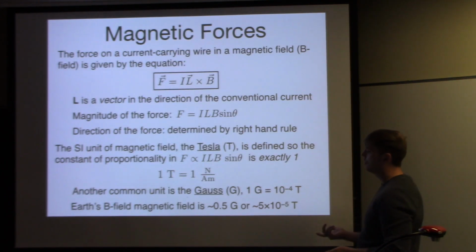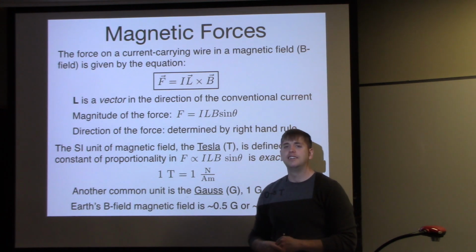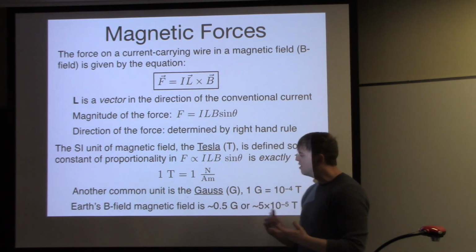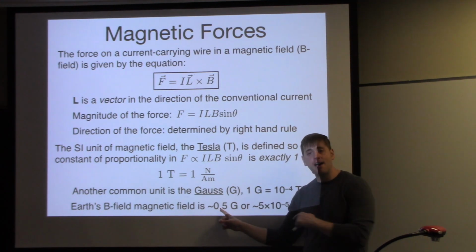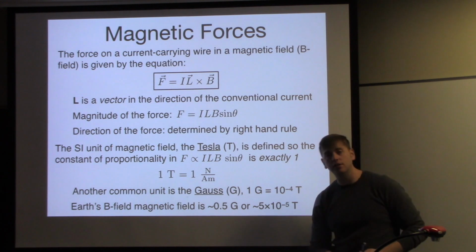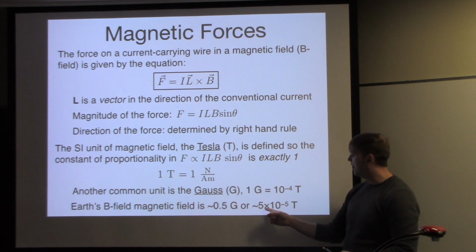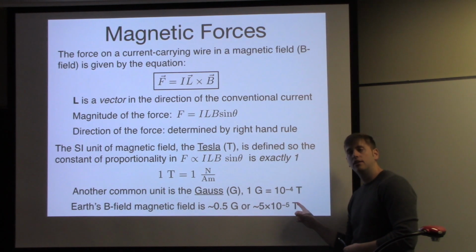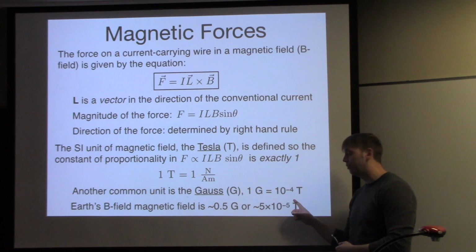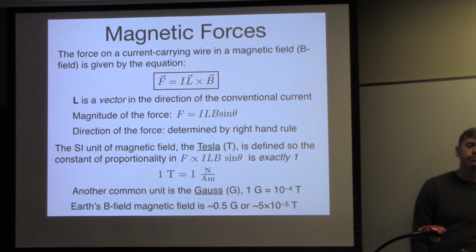And just for reference, how strong is the Earth's magnetic field? Well, it depends on where you are. It's not the same strength everywhere, but on average, it's about half a Gauss. 0.5 Gauss is the strength of Earth's magnetic field, typically. And if we put that in Tesla, that's about 5 times 10 to the minus 5 Tesla. So that gives you a sense of how a Tesla is a really big amount of magnetic field, because the Earth's magnetic field is not even close to a Tesla. All right?